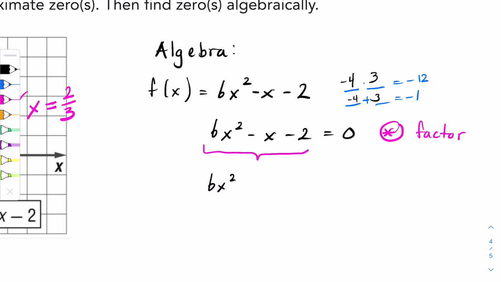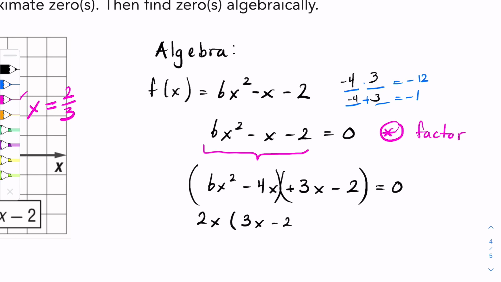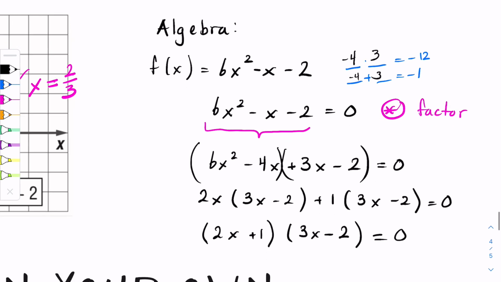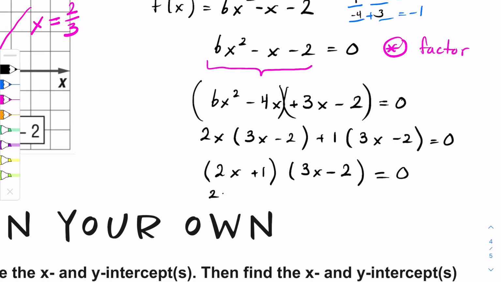We have 6x squared minus 4x plus 3x minus 2 equals 0. First group has a GCF of 2x. Left over is 3x minus 2. Second group has a GCF of +1, 3x minus 2. Let's write our GCFs as a group of 2x plus 1 and our common factor as a group of 3x minus 2. Set this equal to 0. Solve for each factor.